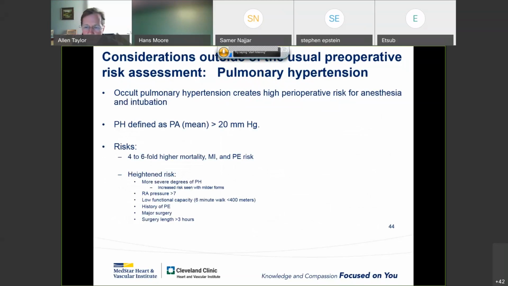Thanks to all Chris's good work on pulmonary hypertension and that of our advanced heart failure team, and because of the amount of heart failure in this hospital, we have a lot of pulmonary hypertension. And occult pulmonary hypertension creates a high perioperative risk for anesthesia and intubation. PAH, defined as mean PA pressure more than 20, has a 4 to 6-fold higher mortality. And again, this is not in the RCRI, it's not in the NSQIP. So I simply say beware the patient with pulmonary hypertension if you're seeing them preoperatively, and if it's known on a prior cardiac ultrasound or known in the patient's history, please be cautious.